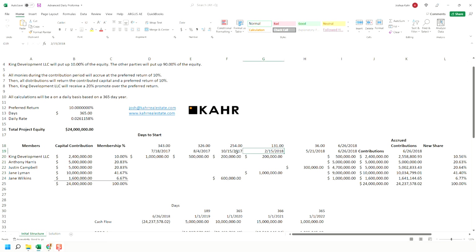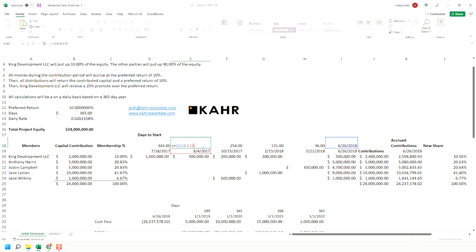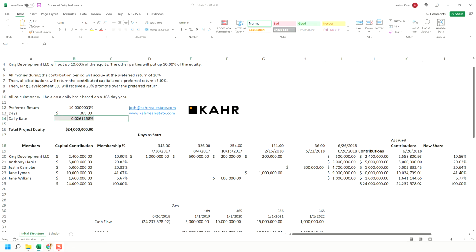We then look at each value, each date, and each dollar amount and say, how many days before, in this case, June 26, 2018, was that money put in? Like this money here was put in 131 days before. This money here was put in 326 days. We then figure out the daily rate of return, and that's basically taking the 10% and converting it into a daily rate of return. That's a little bit of compounding math for you. So it's not just dividing by 365, it's compounding by 365.